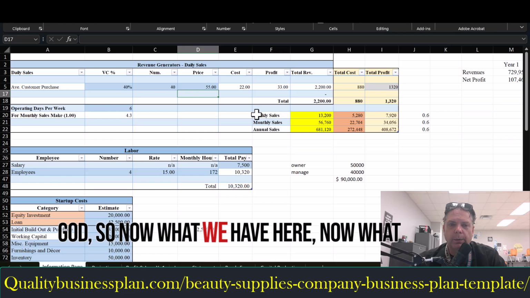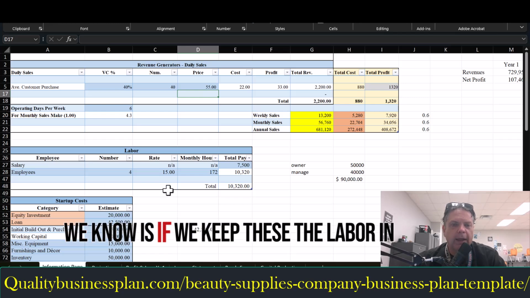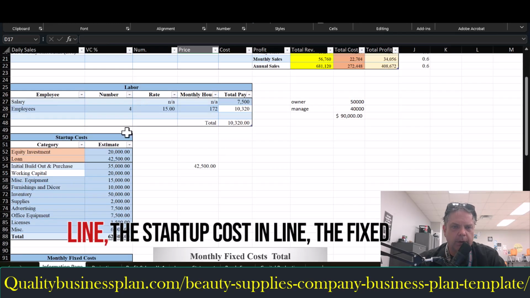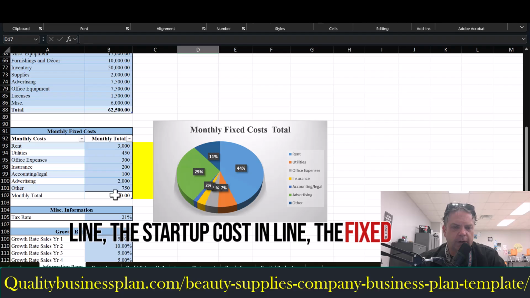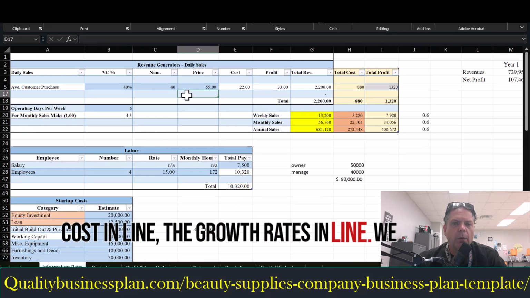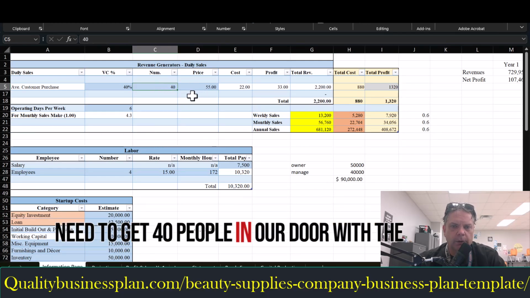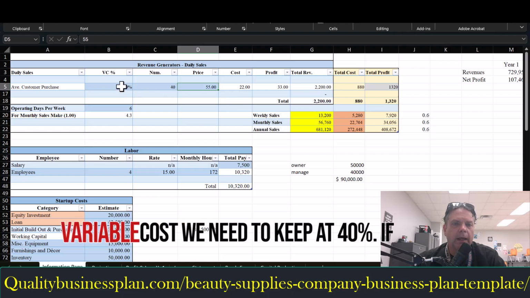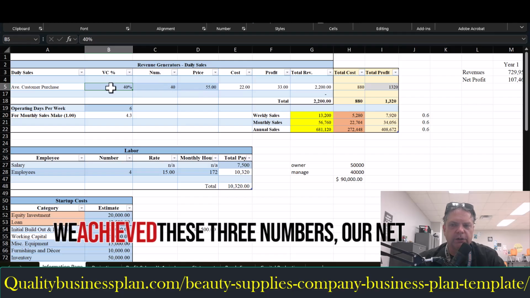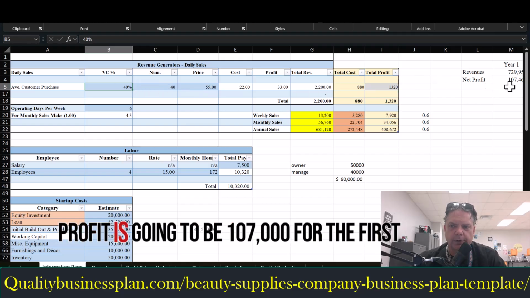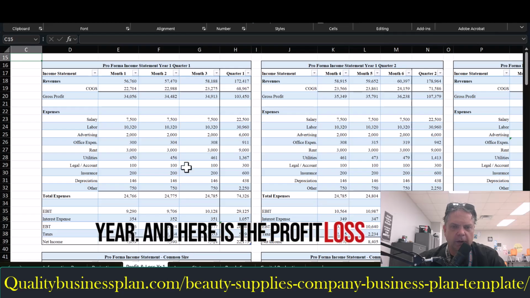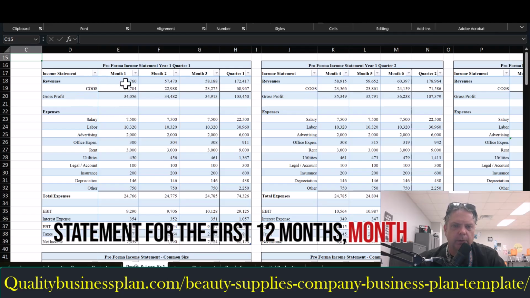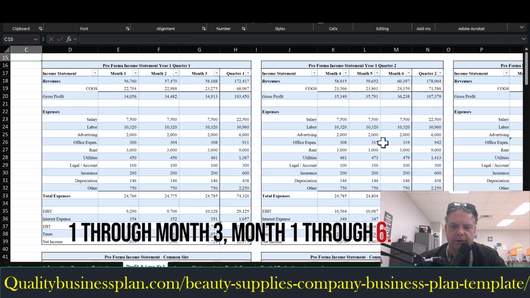Good. So now what we know is if we keep the labor in line, the startup cost in line, the fixed cost in line, the growth rates in line, we need to get 40 people in our door with an average price ticket of $55 and a variable cost we need to keep at 40%. If we achieve these three numbers, our net profit is going to be $107,000 for the first year. And here is the profit and loss statement for the first 12 months, month 1 through month 3, month 4 through 6, and so on.